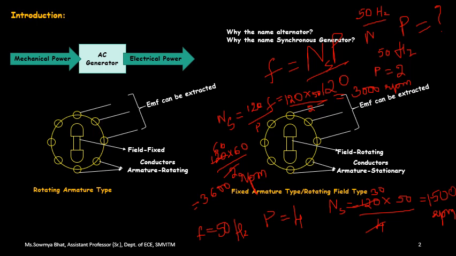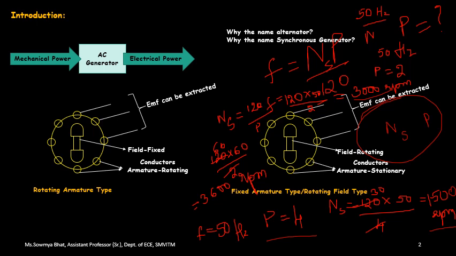When I considered the number of poles as 4, the speed we got was 1500. When I consider it as 2, it is 3000 rpm. As you go on increasing the number of poles, the synchronous speed will go on decreasing. So your synchronous speed and the number of poles are inversely proportional to each other. As the number of poles increases, the synchronous speed decreases, and as the number of poles decreases, the synchronous speed increases. So this is how you determine the synchronous speed.